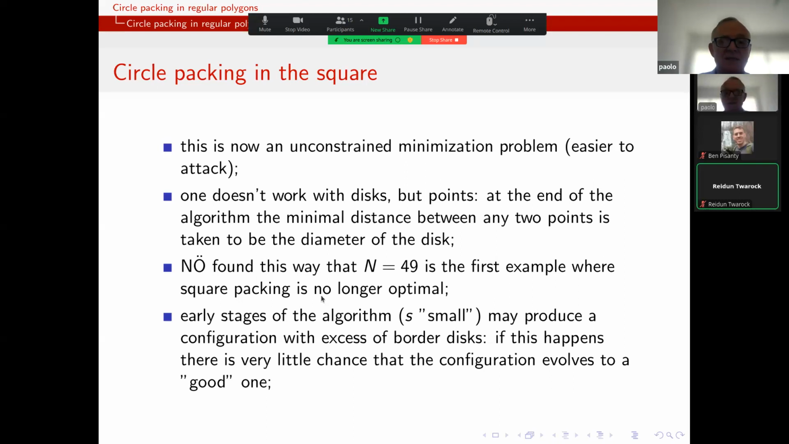One nice thing is that, for example, Nurmela and Östergård in their paper found that n equal 49 is the first example where the square packing in the square is not optimal anymore. Okay.